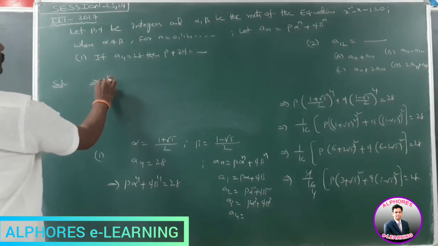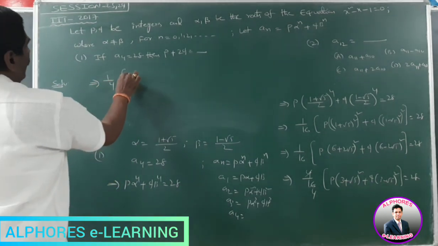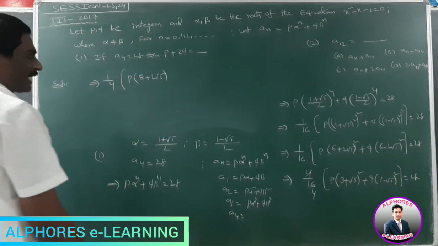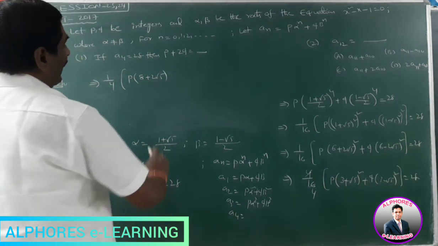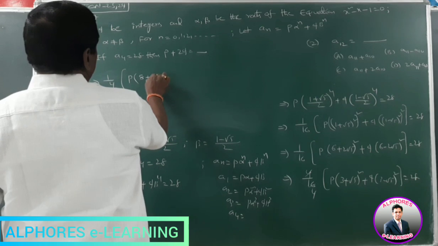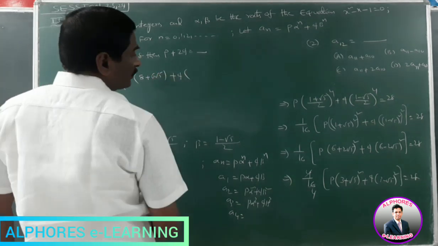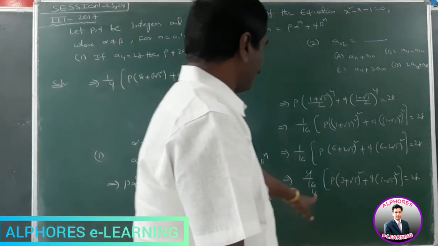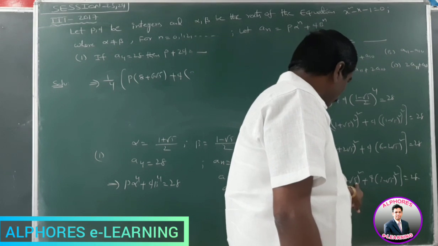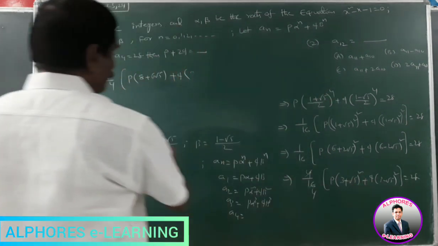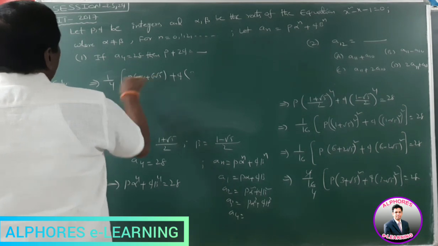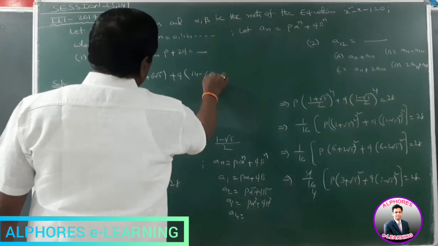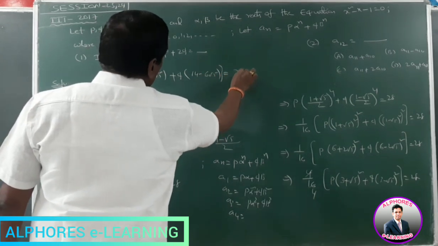Okay, that implies 1 by 4 into p of 3 plus root 5 whole square means 8 plus 2 root 5. Sorry, a square means 9, b square means 5, 9 plus 5 means 14, so 14 plus 6 root 5, plus q of 14 minus 6 root 5 is equal to 28. Okay.